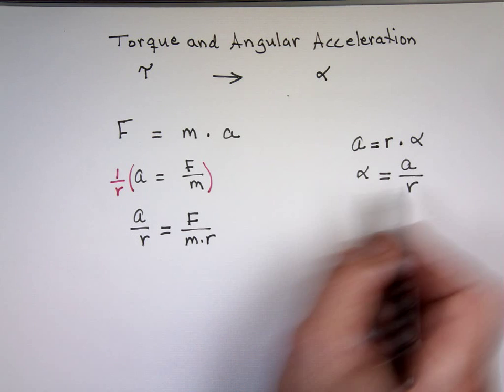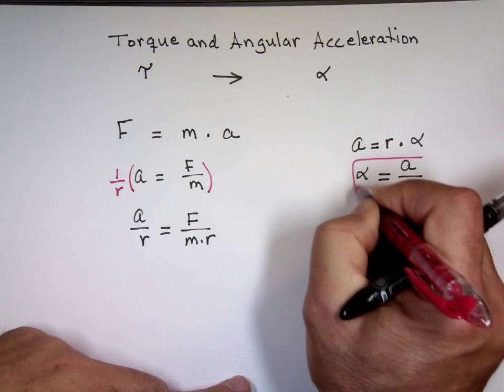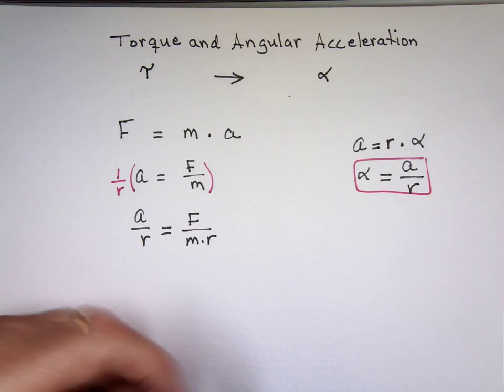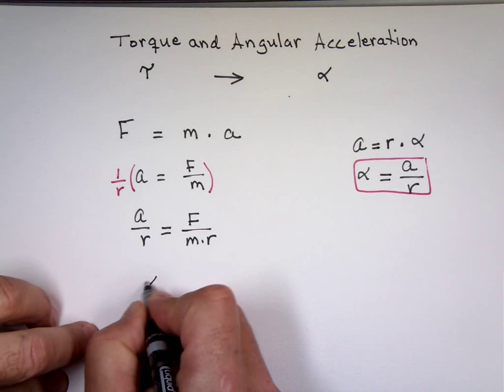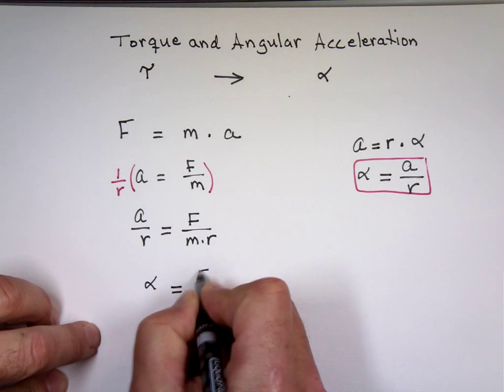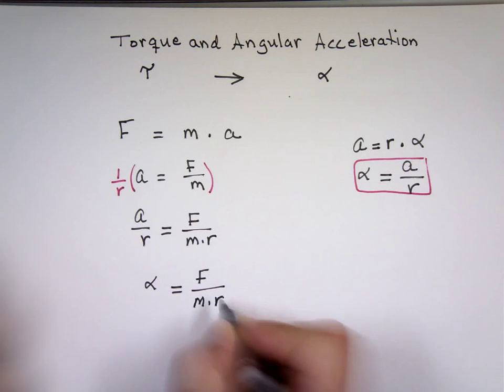Now let's compare this to this. What is a over r equal to from here? A over r is what? Isn't that alpha? So alpha equals F over m times r.